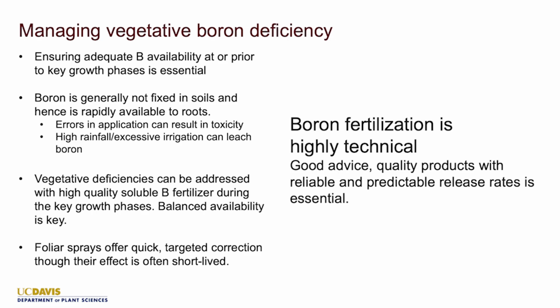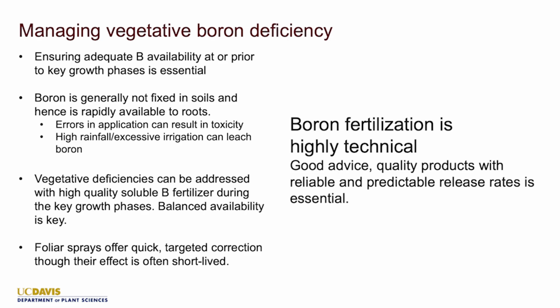Ensuring boron availability at or prior to all key growth phases is essential. The second principle I've mentioned many times is because boron is generally not fixed in the soil, it does become rapidly available to the roots, particularly if it's a soluble boron source. So if you make a mistake in application, you can cause a toxicity. You have to think about that. If you're growing your plants in a very high rainfall, excessive irrigation regime, you can lose the boron through leaching through the soil. That is something to be aware of.